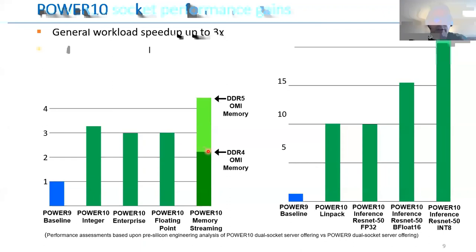But with DDR5 memory, which we don't have yet but can be supported in the future, I'm not sure of the schedule or the plans for that, we could get up to 800 gigabytes per second of memory bandwidth, which again, I want to emphasize is not available today. The current offering is the DDR4 open memory interface memory.